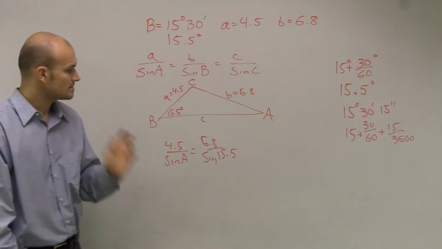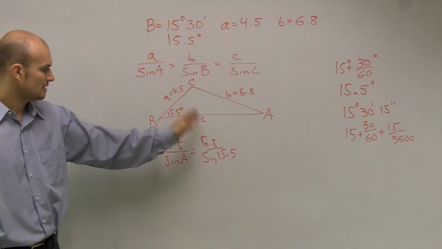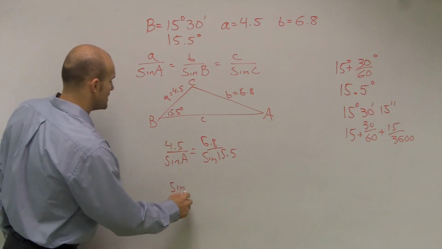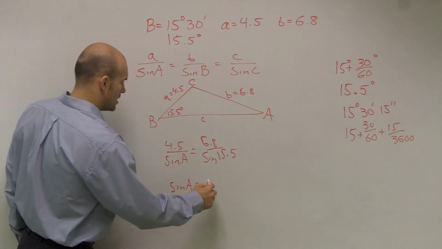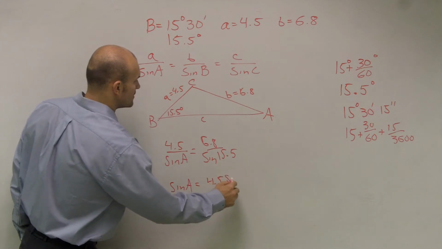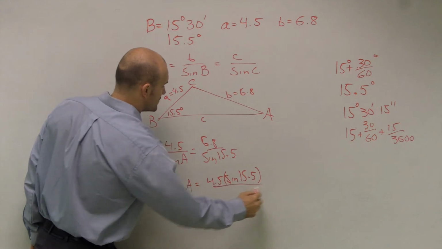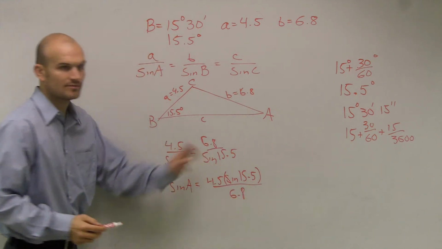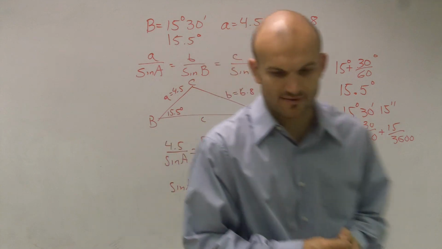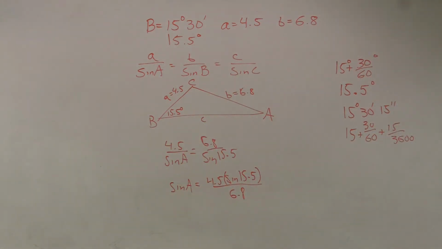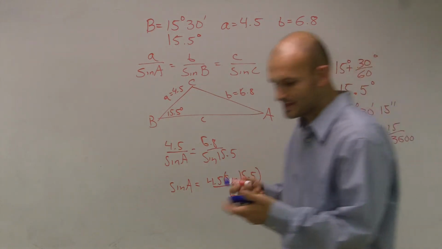Then I'll cross multiply and divide by 6.8. What I get is sine of A equals 4.5 times the sine of 15.5, all divided by 6.8. Let's plug this into our calculator and see what we get: 4.5 times sine of 15.5 divided by 6.8, and I get 0.1768, which keeps on going forever.